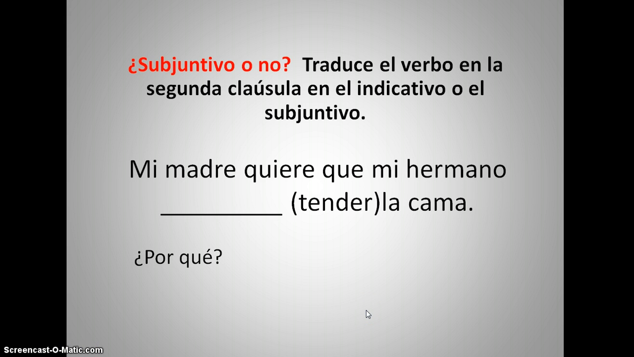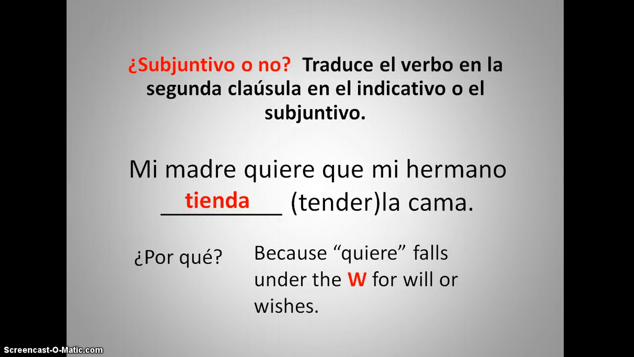Next one. Mi madre quiere que mi hermano blank la cama. So we've got mi madre and mi hermano, two different subjects joined by que, with the verb tender. So if you guessed tienda, you are correct. And why? Because quiere is a trigger verb. It falls under W for will or wishes.